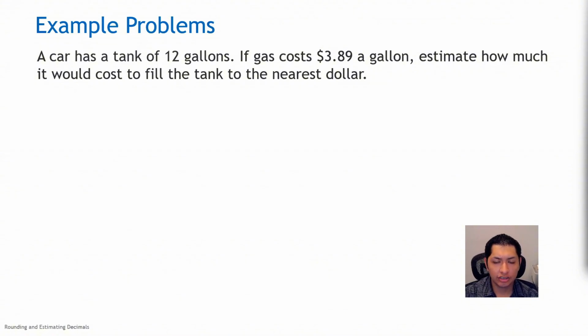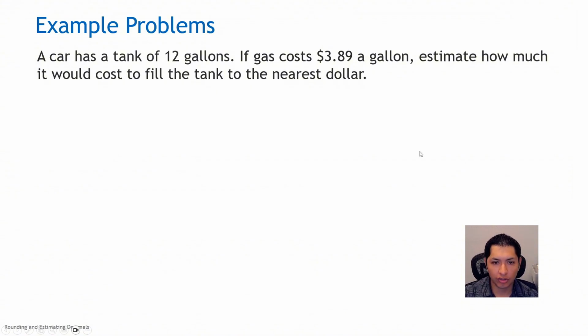So let's look at it in terms of an example problem. A car has a tank of 12 gallons. If gas costs $3.89 a gallon, estimate how much it would cost to fill the tank to the nearest dollar. Here, it told you that you will be estimating, and it told you what place value to estimate to, but not by directly saying which place value, ones, tens, thousands, but to the nearest dollar. In this case, you would understand it as the nearest whole dollar or complete dollar. So not decimals, just a dollar.